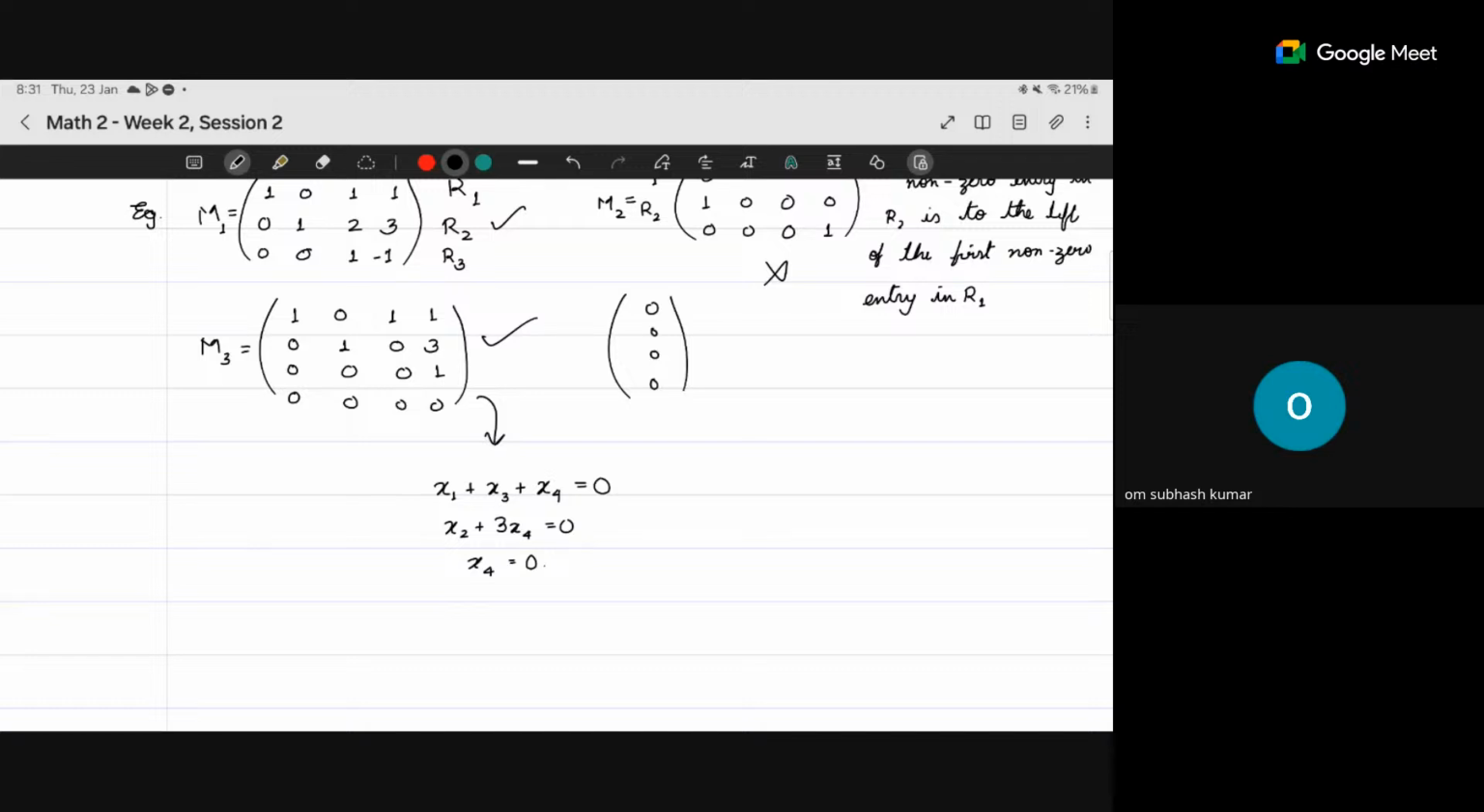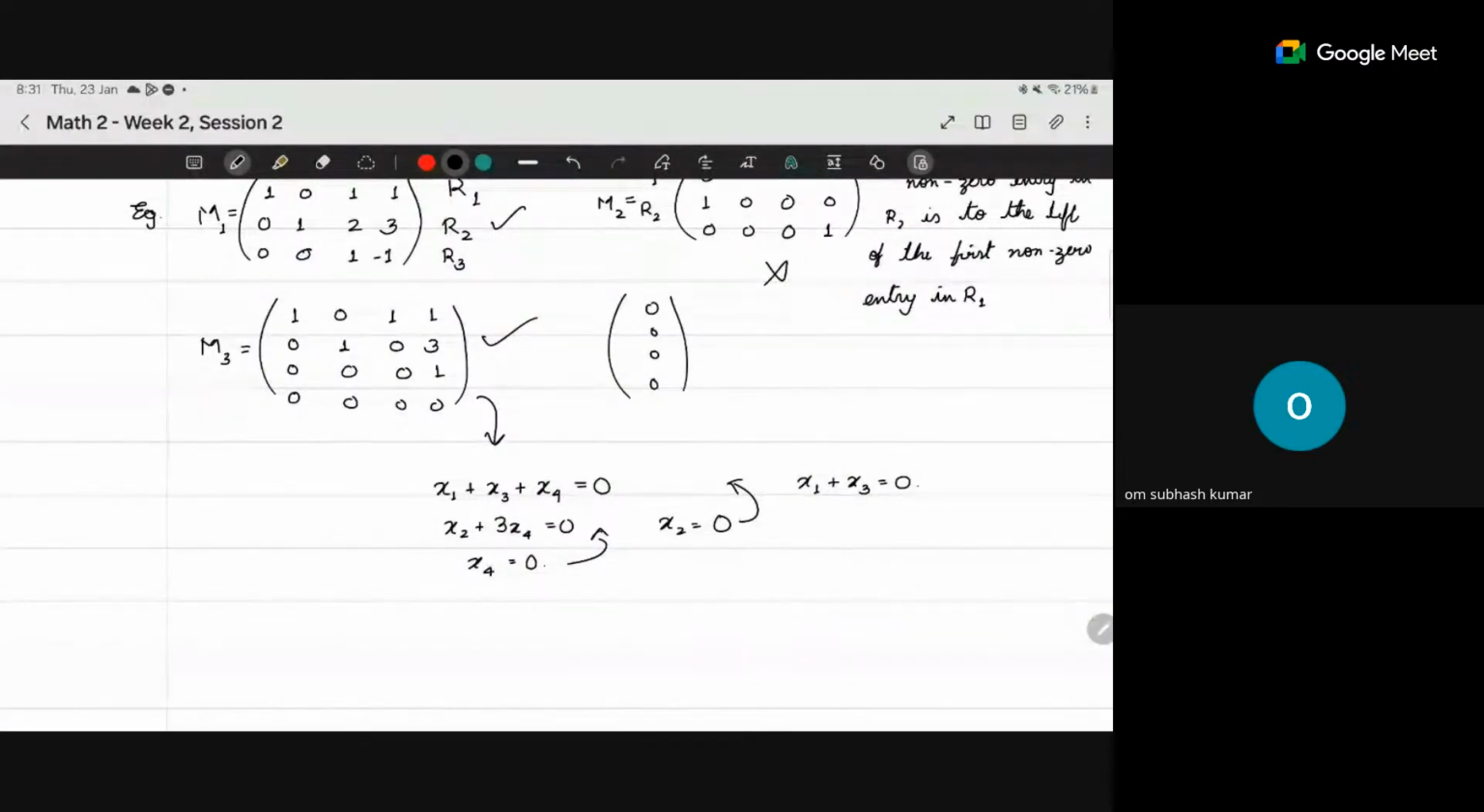what you will have is that the lowest non-zero row will have very few variables, or very few ones, which correspond to very few variables. So in this case, that is x4 is equal to 0. And as soon as I have x4 is equal to 0, I'll get x2 is equal to 0. Yes, sir. And as soon as I have that, I'll have x1 plus x3 is equal to 0.